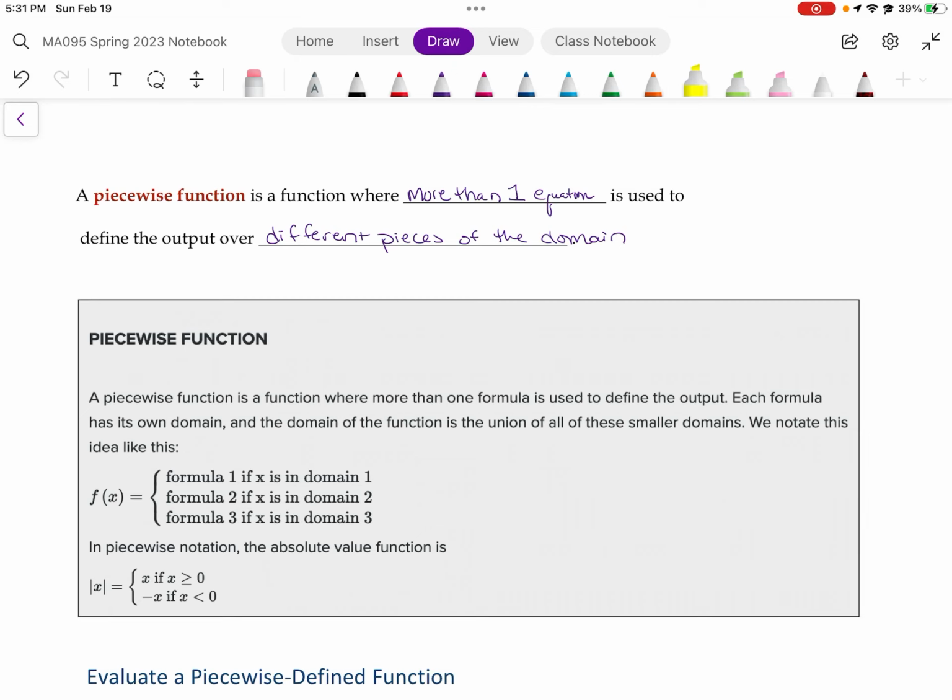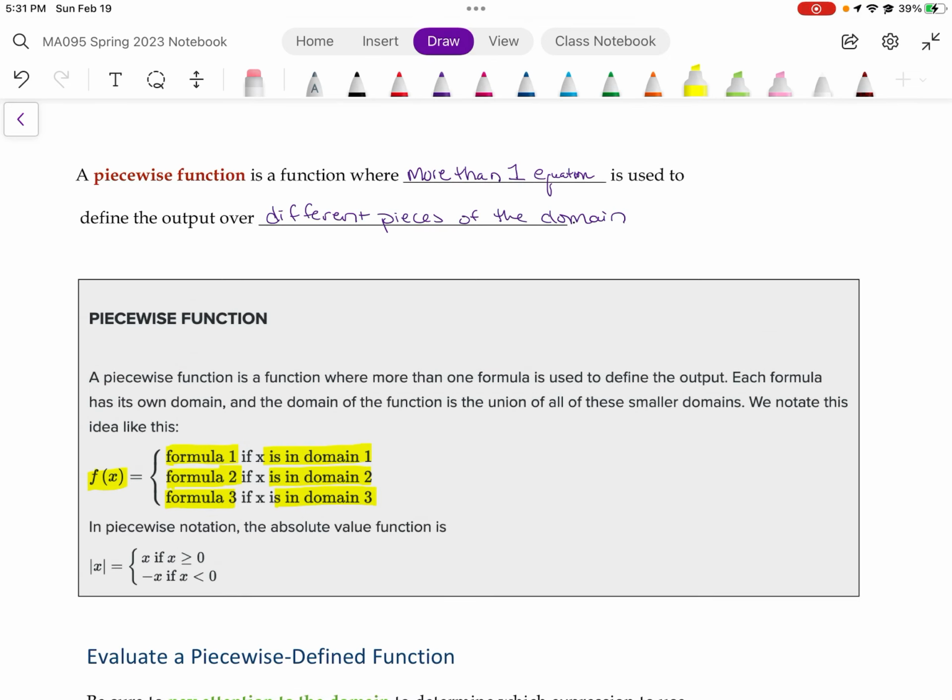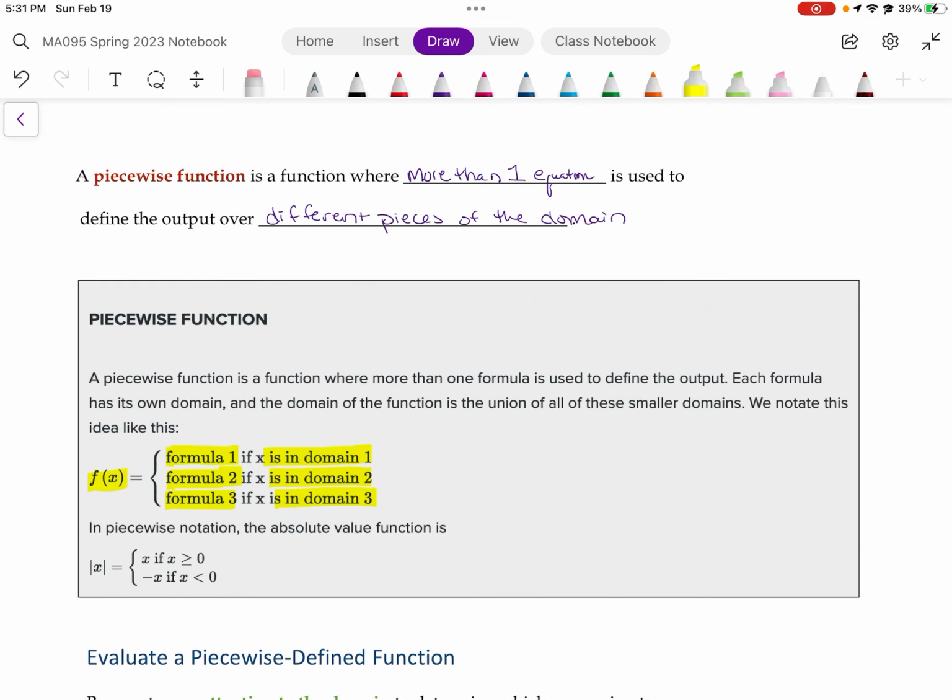Okay, so in other words, f of x equals this first equation if x is in the first domain. This other equation, formula 2, if x is in another domain, and this other equation if x is in the third domain. And you can go on and on like that if you'd like. It can have as many as it needs. Okay, so an example of that is an absolute value function. So absolute value is x when x is greater than or equal to 0, and it's the opposite of x if x is less than 0.